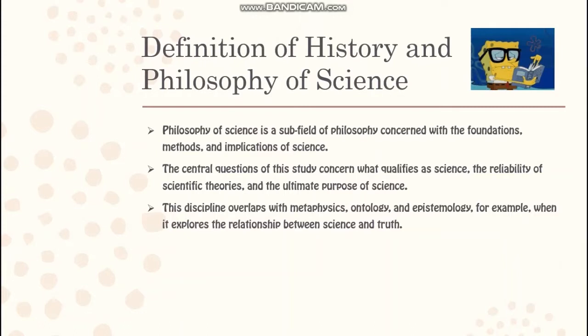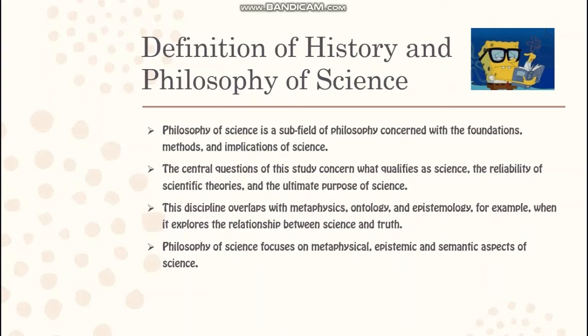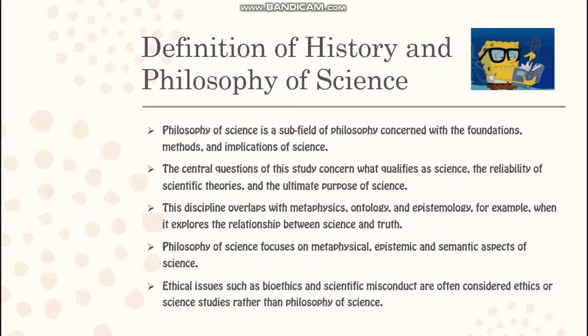This discipline overlaps with metaphysics, ontology, and epistemology. For example, when it explores the relationship between science and truth. Philosophy of science focuses on metaphysical, epistemic, and semantic aspects of science. Ethical issues such as bioethics and scientific misconduct are often considered ethics or science studies rather than philosophy of science.